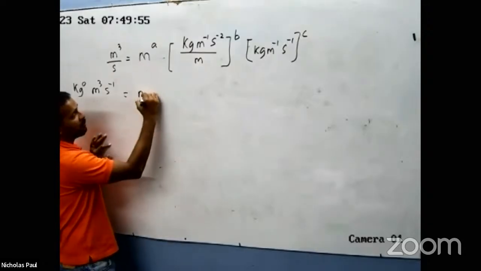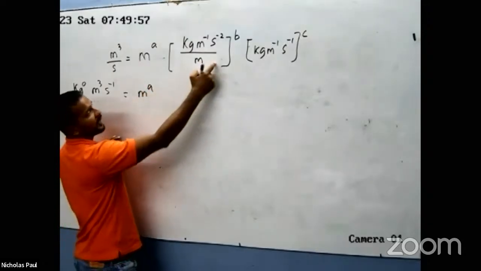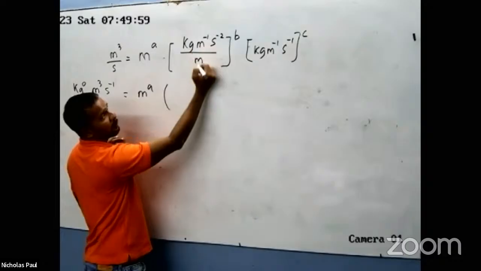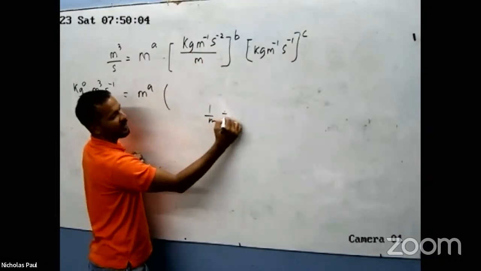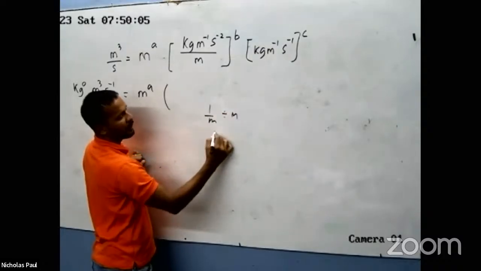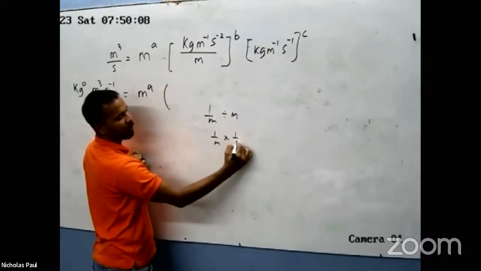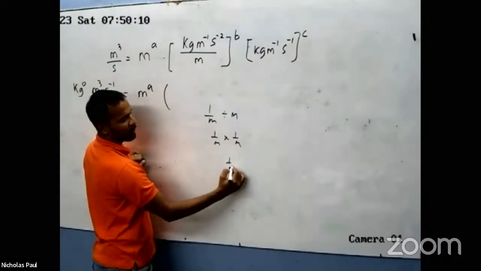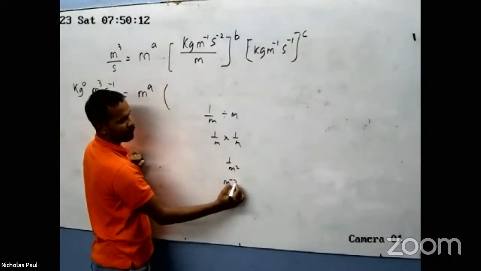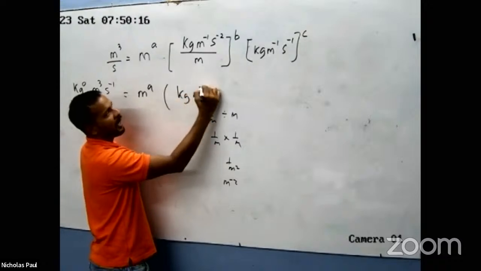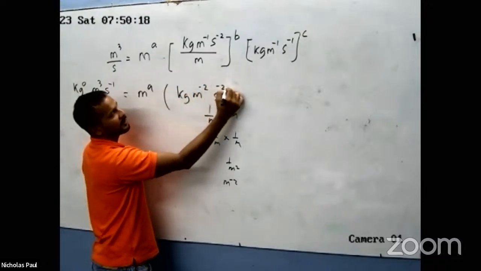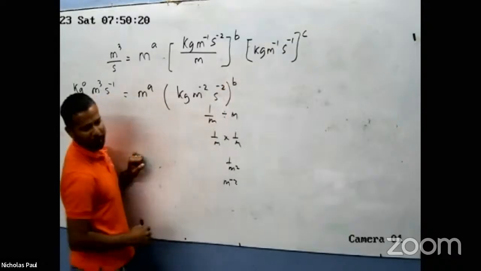So this is m to the a. What will happen here? The m's cancel? No. 1 over m divided by m is 1 over m multiplied by 1 over m. So it's 1 over m squared or m to the minus 2. So we're going to get kg m to the minus 2 s to the minus 2, to the power b.